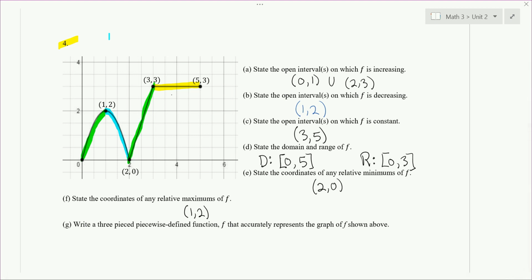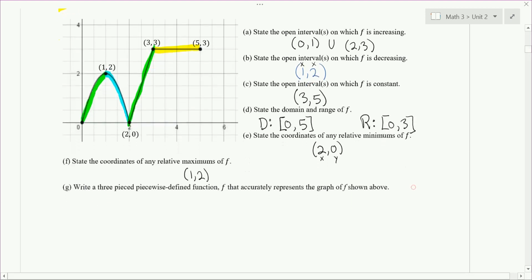Also be careful with notation, like the notation I use in B. 1 represents an x value, 2 also represents an x value. That represents the interval from 1 to 2, whereas in E, 2 represents an x value, 0 represents a y value, and that's an actual coordinate. It's a location of one point. And so we use a similar notation for two different things here, and it's important to point that out so that you can distinguish between the two.